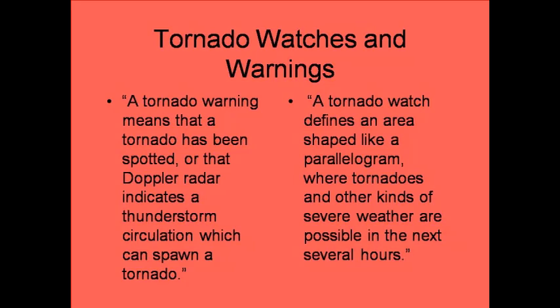Tornado watches and warnings. A tornado warning means that a tornado has been spotted or that the Doppler radar indicates a thunderstorm circulation which can spawn a tornado. A tornado watch defines an area shaped like a parallelogram where tornadoes and other kinds of severe weather are possible in the next several hours.